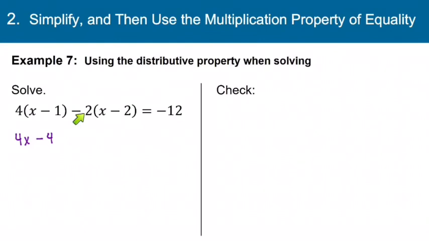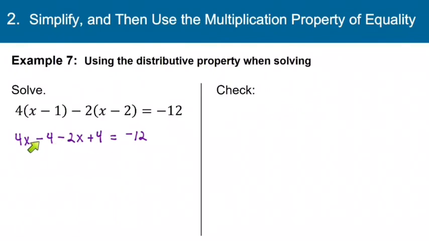And then distributing the negative 2 here. Be careful that you distribute the negative 2 and not just 2. Negative 2 times x would be minus 2x. Negative 2 times negative 2 would be positive 4. This is a source of a million sign errors for a million different students. You've got to be careful when you distribute a negative. And then, of course, the right side is negative 12.